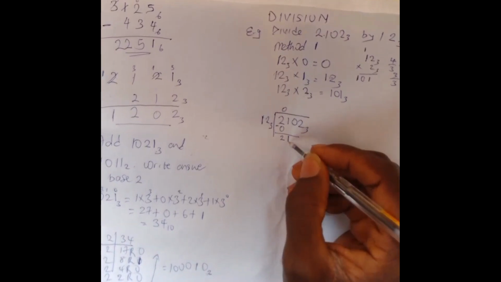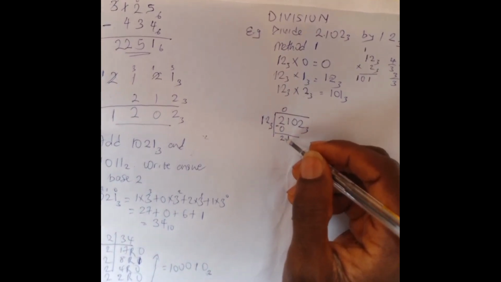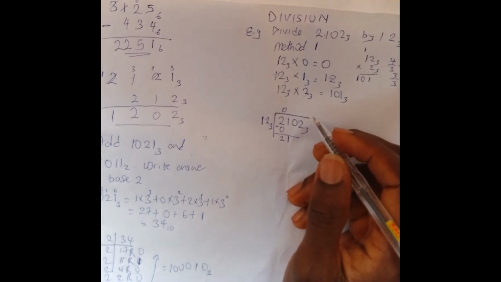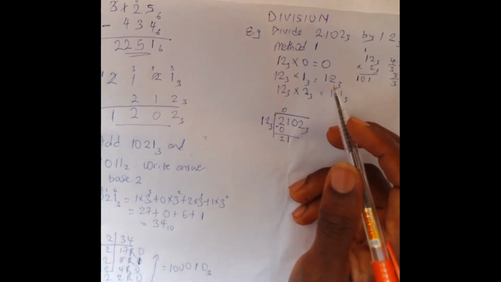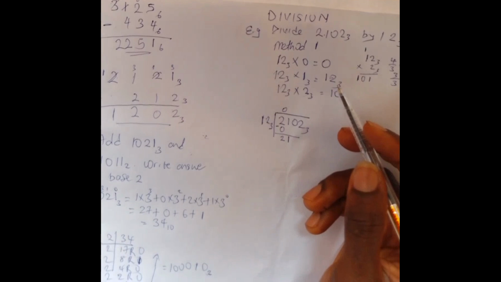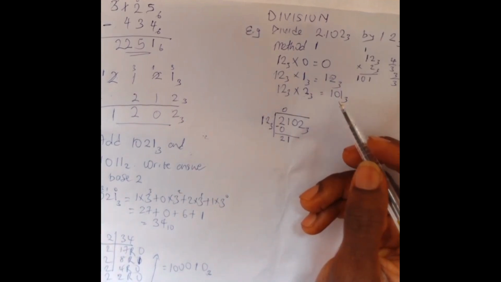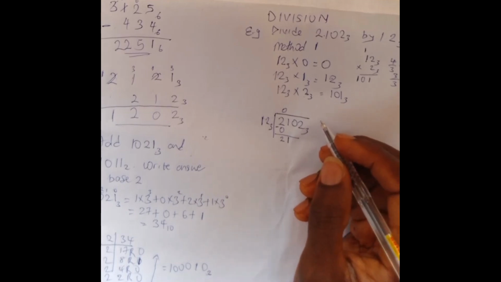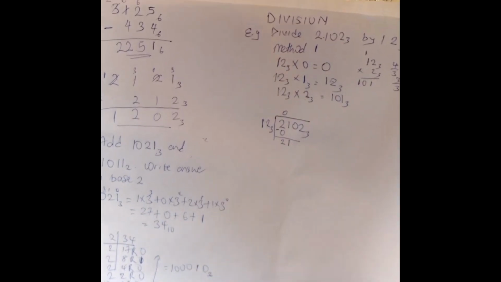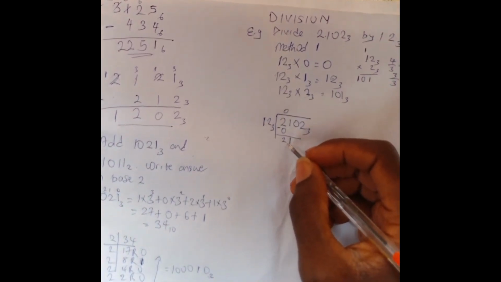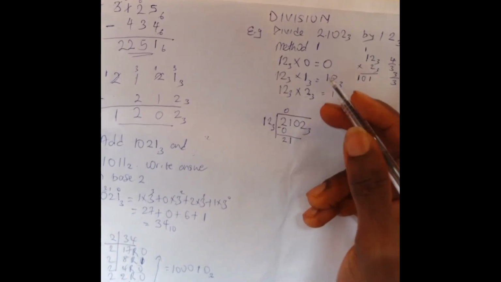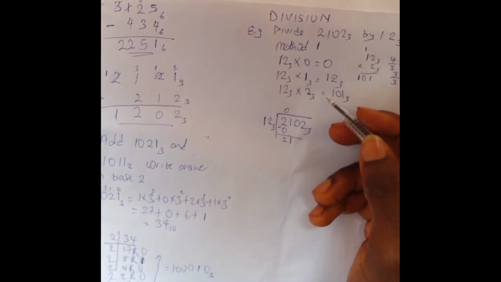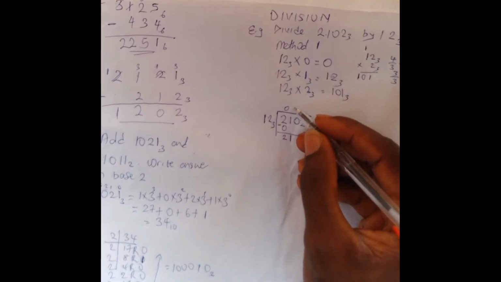12 divided by 21. Now what is the nearest number to 21 in our multiplication table? The highest number that is lower than 21 in this table is 12. And what do you multiply to get this 12? It is 1. So we write 1. 12 times 1 is 12.